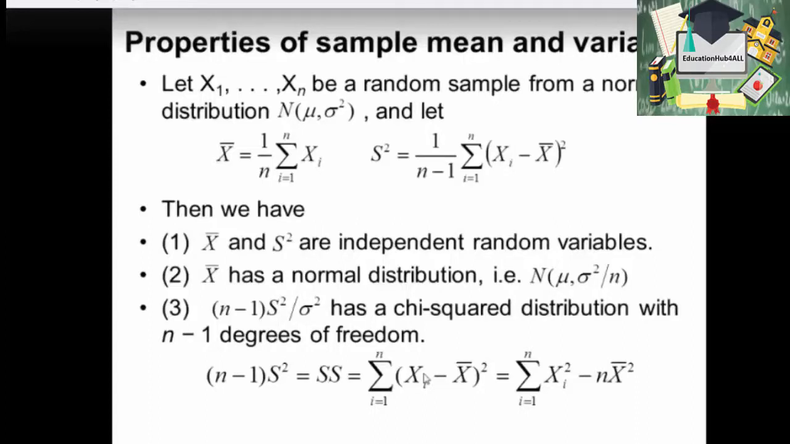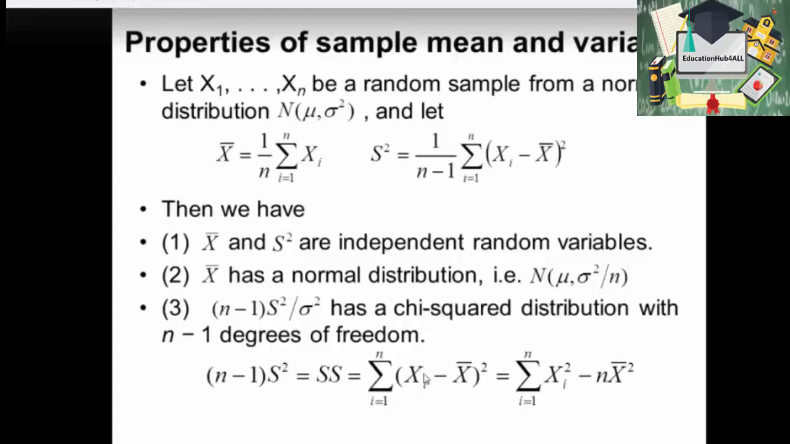And the second one is even more important. It tells us the distribution of the sample mean. So can you guess what the distribution is? If the population is normal, that means the population from which we draw the sample is a normal distribution with a mean of mu and variance of sigma square, what's the distribution of the sample mean? The sample mean is again a normal distribution. Remember this, okay?